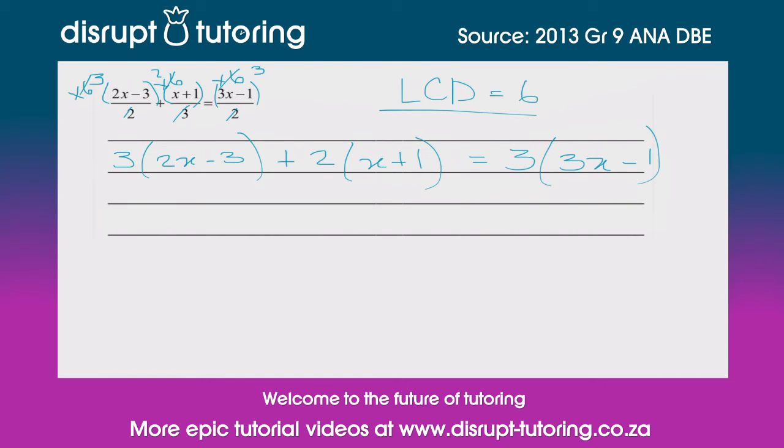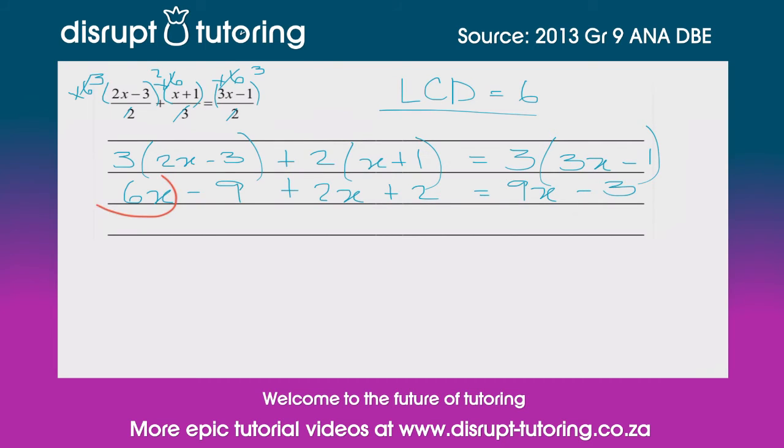We're going to use our distributive law for that. So 3 times 2x is going to give us 6x. 3 times minus 3 gives us minus 9. Then 2 times x gives us plus 2x, and 2 times 1 gives us plus 2, equals 3 times 3x, which gives us 9x, and 3 times minus 1 gives us minus 3.